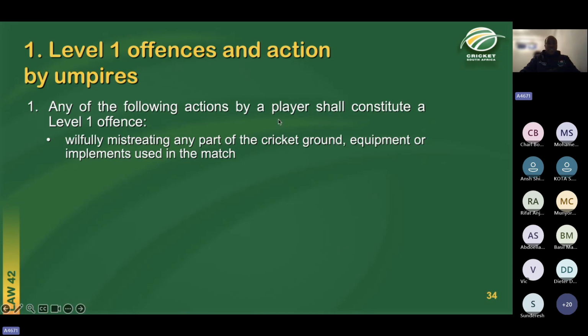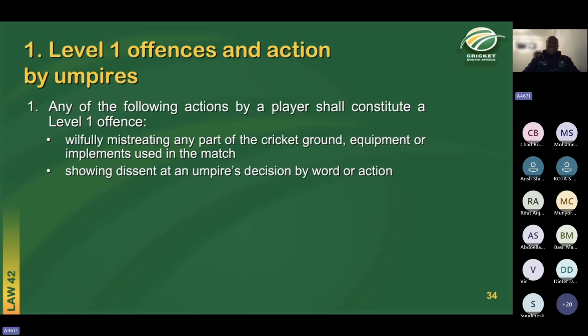Batters, especially when they feel hard done by, maybe they got a decision from the umpire that they don't agree with. Sometimes when they walk off the field, they will use their bat to hit the dugout of the team that they are playing for. That is not allowed. Willfully mistreating any part of the cricket ground, equipment, or implements used in the match is a level 1 offense.